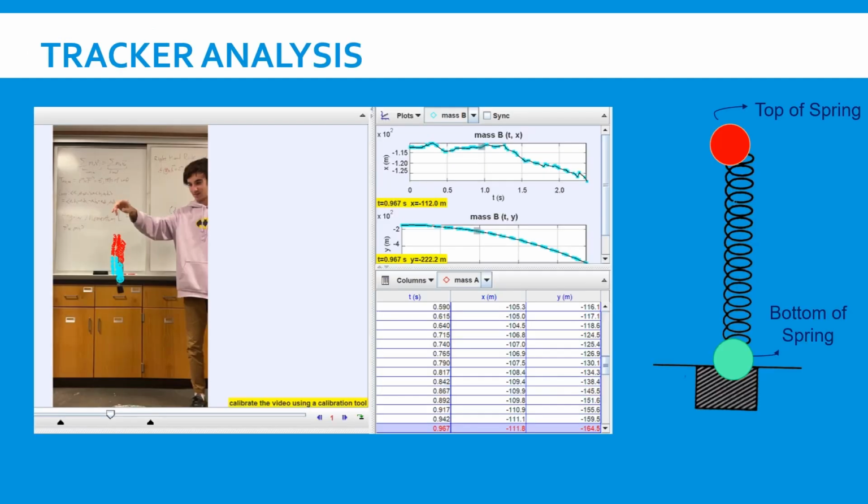Now, as to the tracker analysis, I tracked the movement of the top of the spring as well as the bottom, in order to get a more accurate analysis of the movement of the spring as a whole. The distance between the top of the spring and the bottom of the spring allowed us to notice when the spring would compress or stretch.